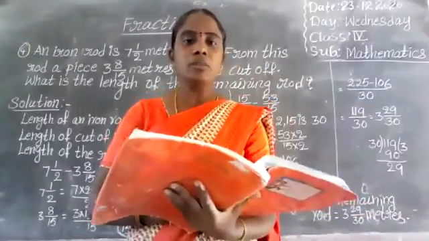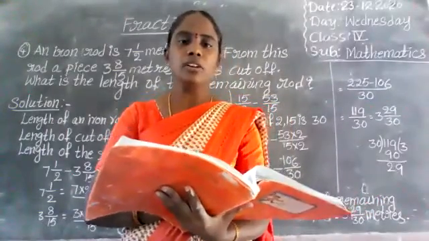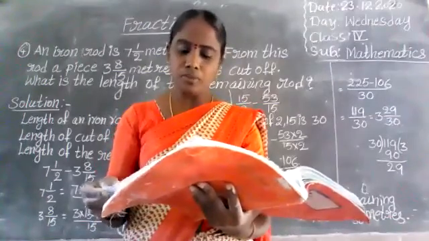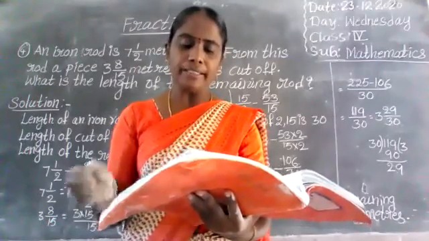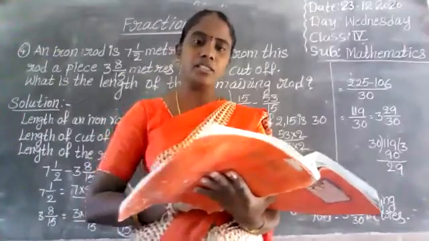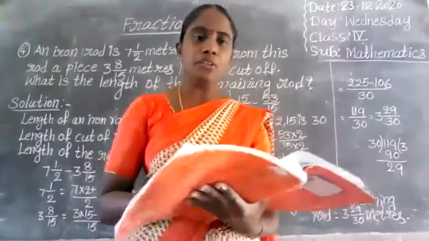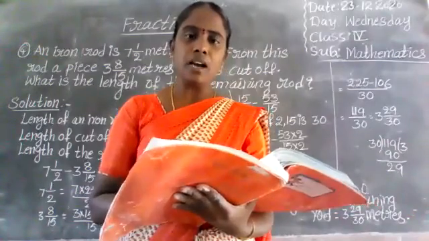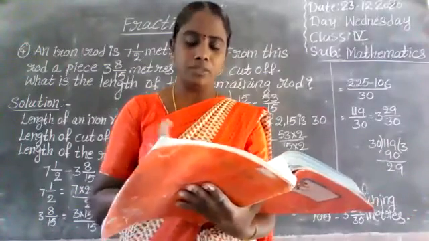Next, take out the textbook, all of you. In your textbook, page number 93. Page number 93. Review exercise is there. See once, fill in the blanks. Try on your own. Okay? Fill in the blanks. Complete it on your own, children, in your textbook.